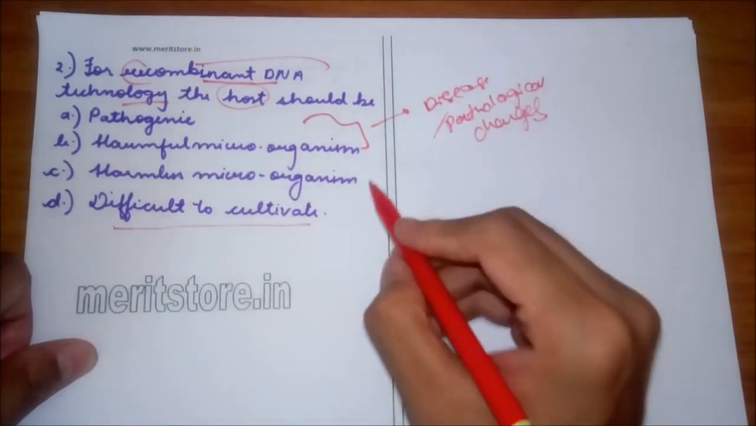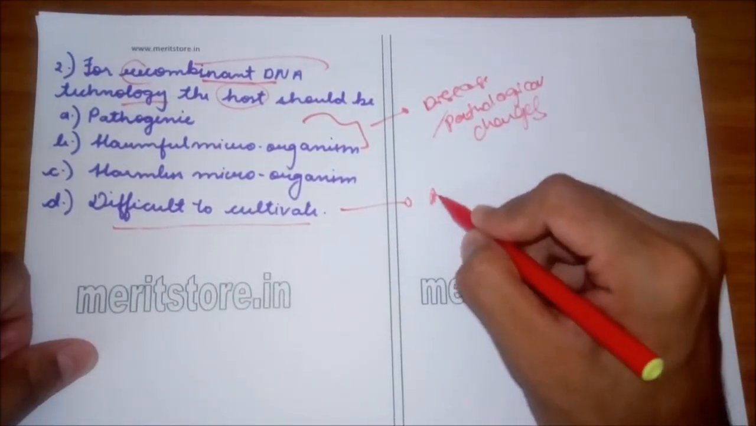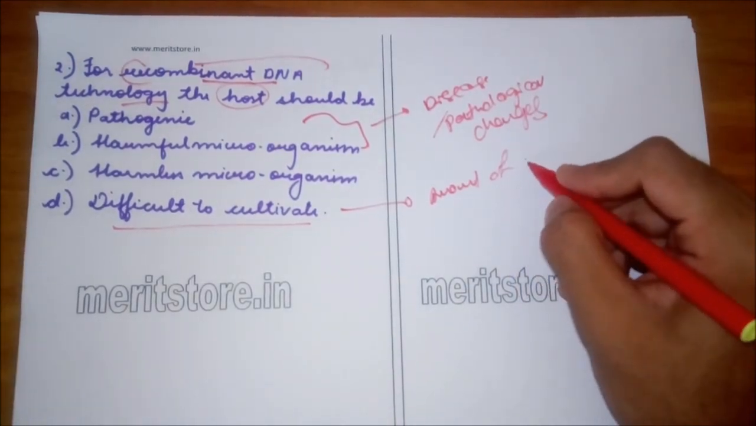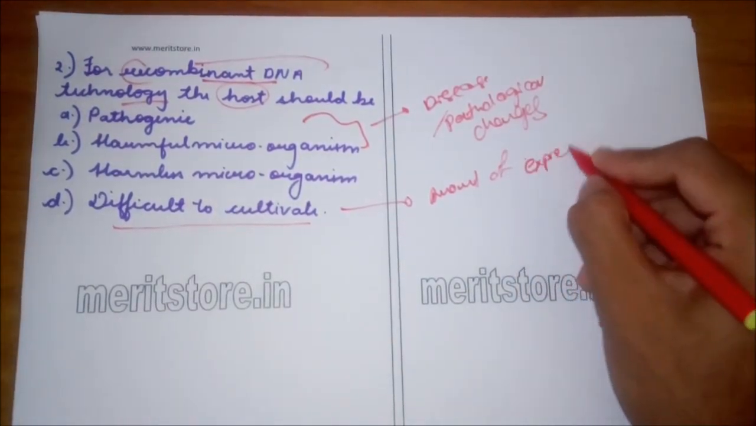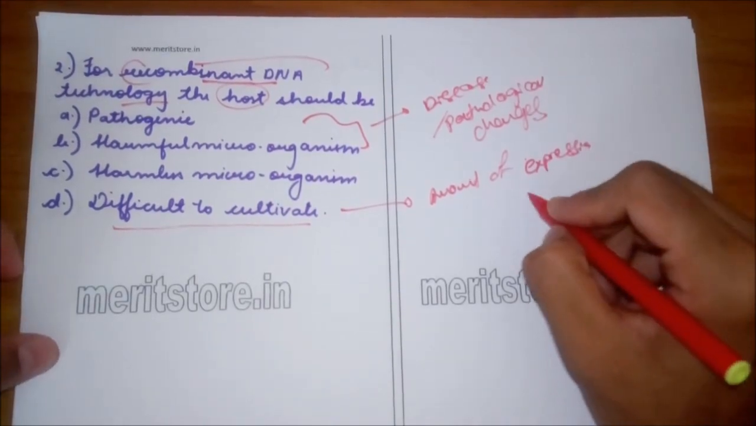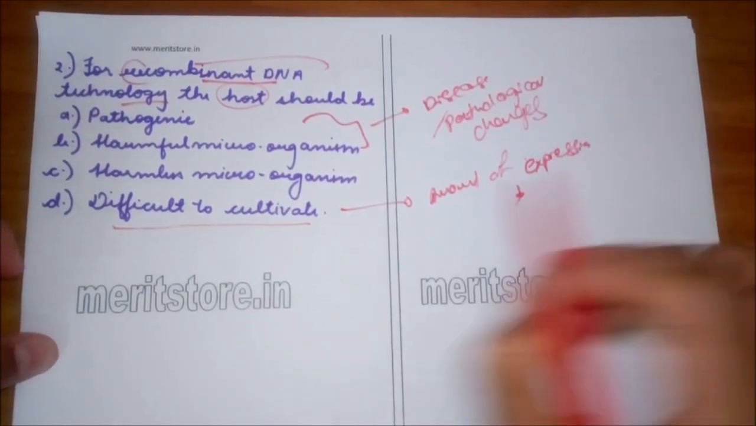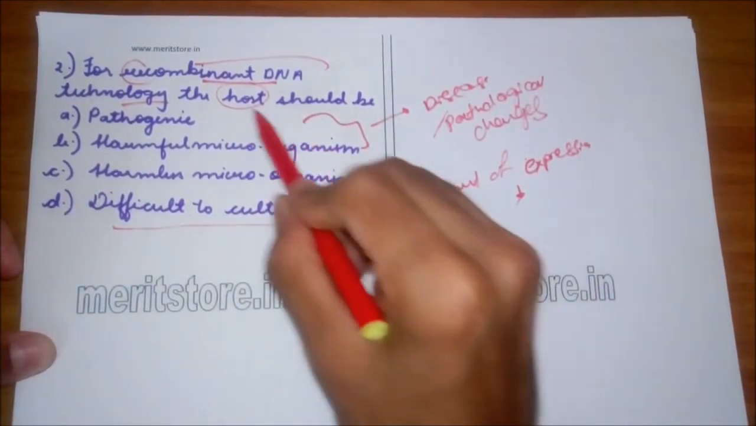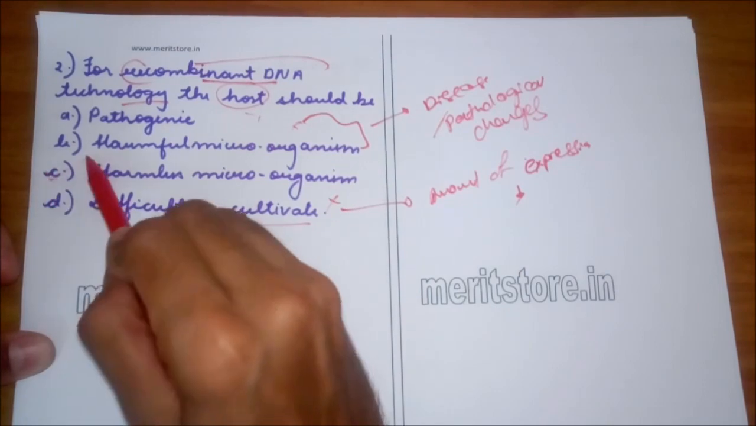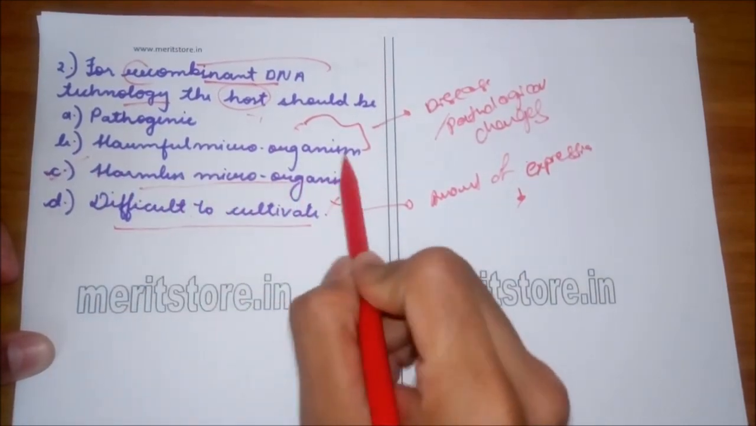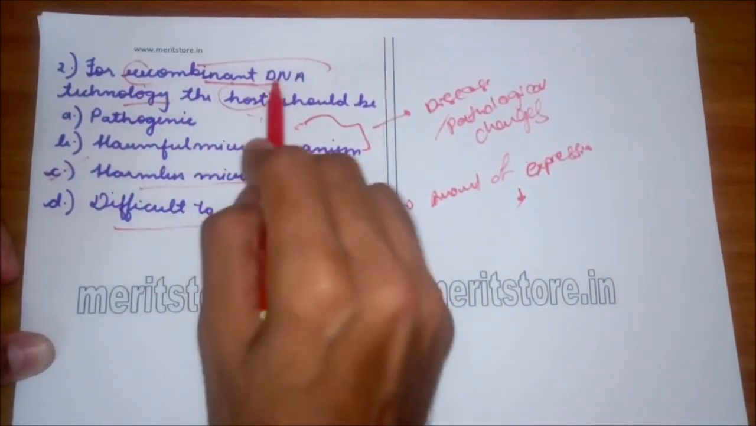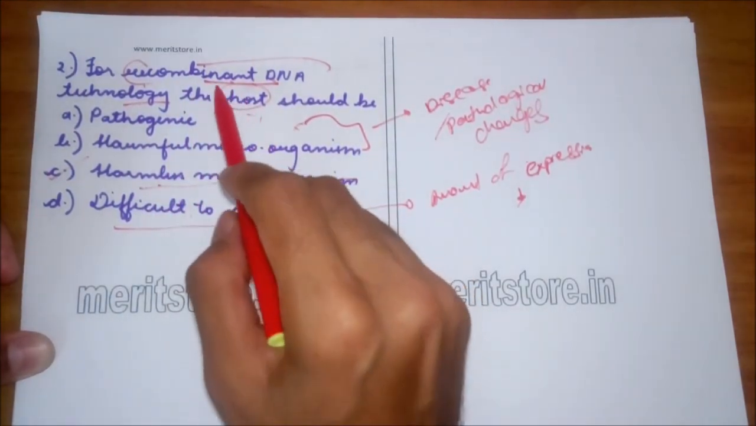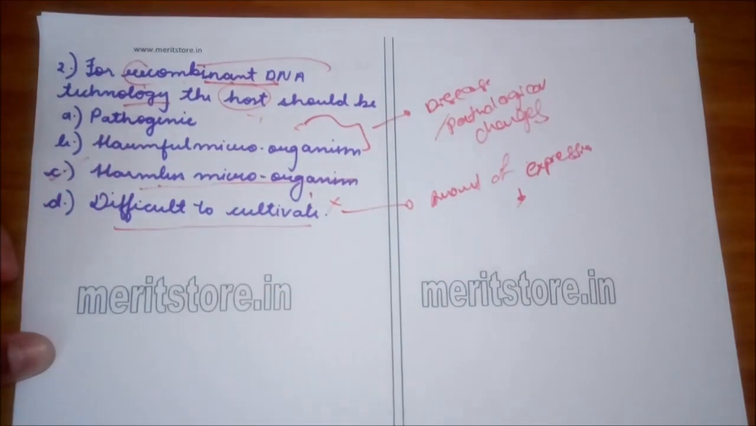Similarly, if they are difficult to cultivate, then the amount of expression will be less. So option D is wrong. Options A and B are also wrong. So option C is correct: the host should be a harmless microorganism if it is to be used as a host in rDNA technology. So option C is the correct answer.